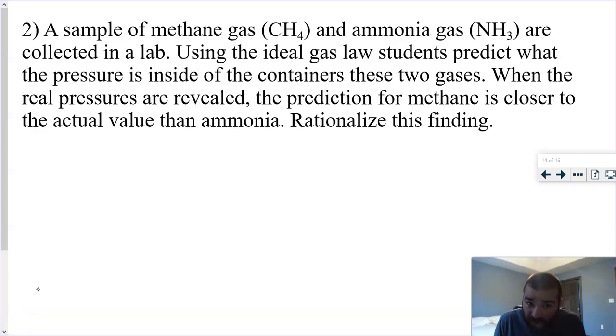All right, so I hope you've thought about it. But this really comes down to the whole nature of the ideal gas law. The ideal gas law works really well for gases with little to no intermolecular forces, and it doesn't work as well for gases with intermolecular forces. So let's look at our structures. We have CH4.